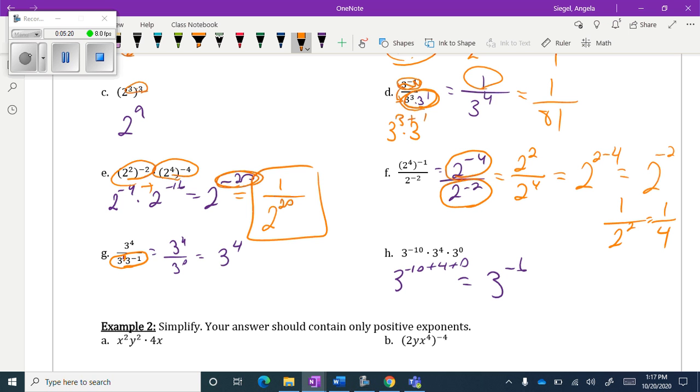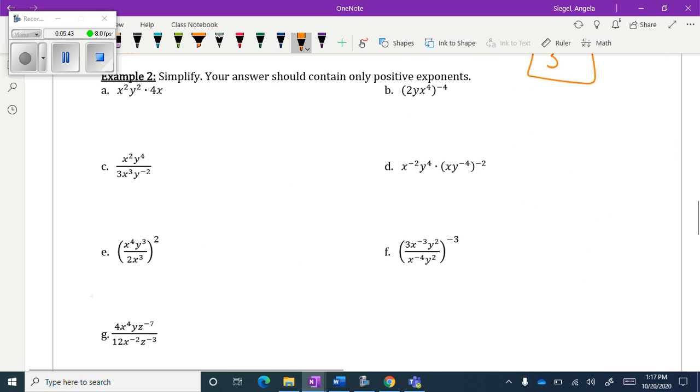So this is 3 to the first. So I have 1 minus 1 is 3 to the 0 power, which is just 1. So I'm left with 3 to the 4th, or 81. And then this one, I just added all these exponents together, and I got 3 to the negative power, which is the same thing as 1 over 3 to the positive power. And you can turn that into a big number if you want.